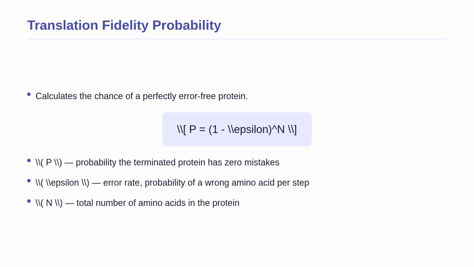The variable epsilon is the error rate at a single step. The variable n is the total number of amino acids. Because the term inside the parentheses is less than 1, raising it to the power of n means that as the protein gets longer, the probability of it being perfectly error-free drops exponentially.